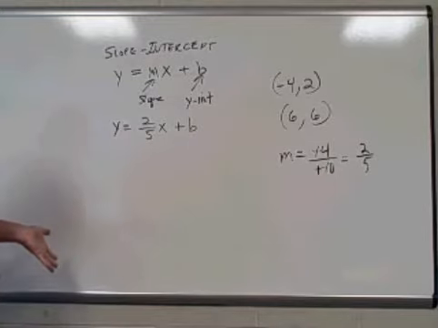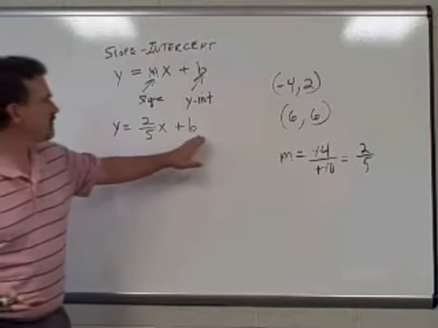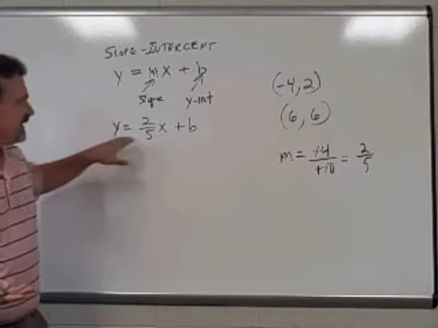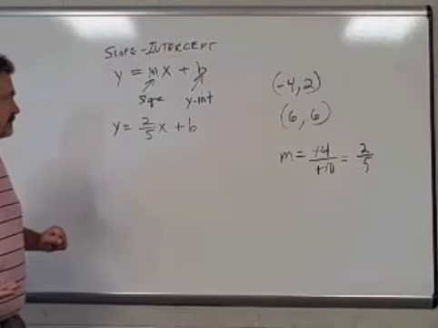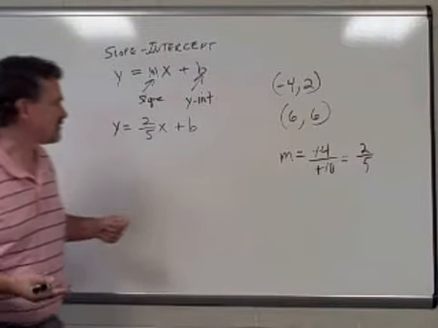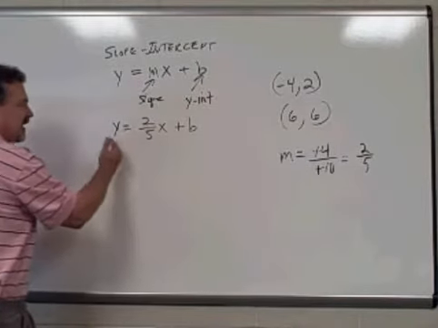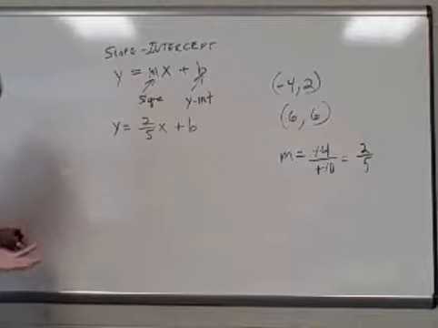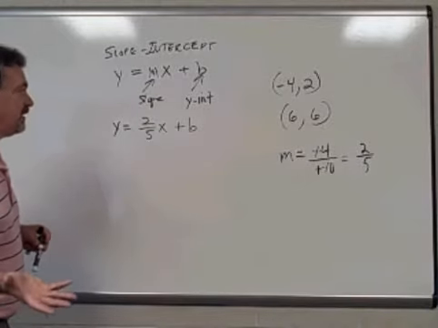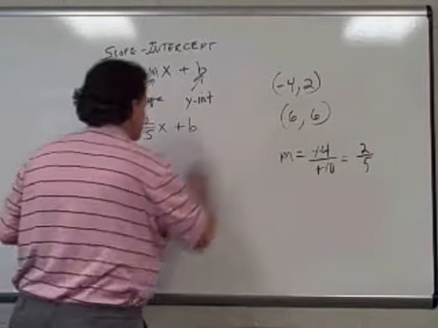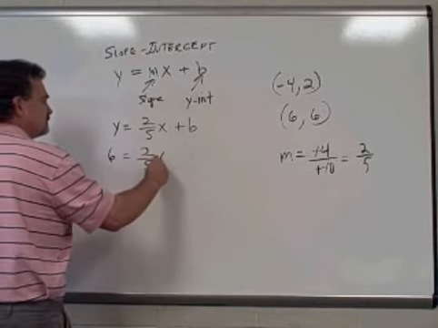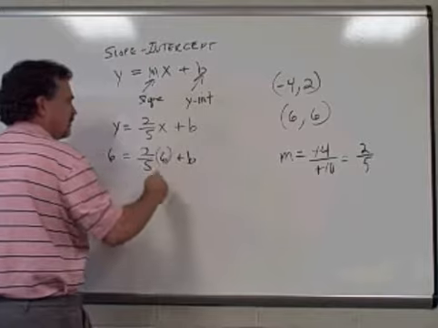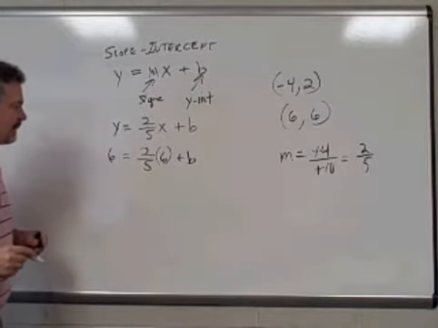But remember what we did before. Whatever this b is, it has to make these points solutions. So let's take one of those solutions, plug it in place of x and y, and that will create an equation that we can solve for b. So let's take the point (6, 6). I'm going to put 6 in for y. I'm going to put in 6 for x.